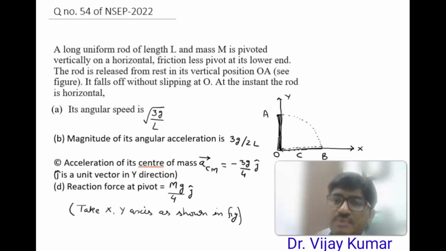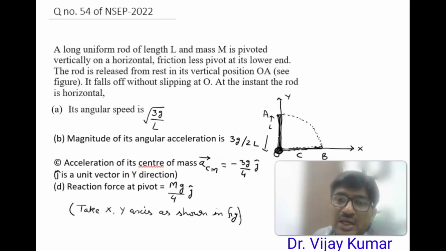These are four options. This is the rod and this is length L, and it is pivoted at point O, at this point. When the rod is released from rest, the path of the upper end, point A, is just like this, and this is the horizontal rod.